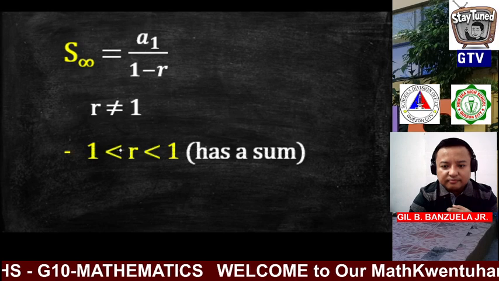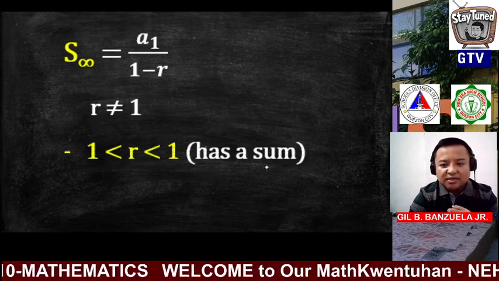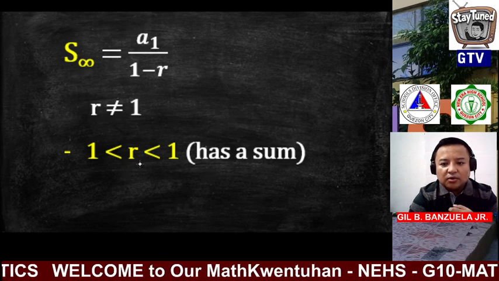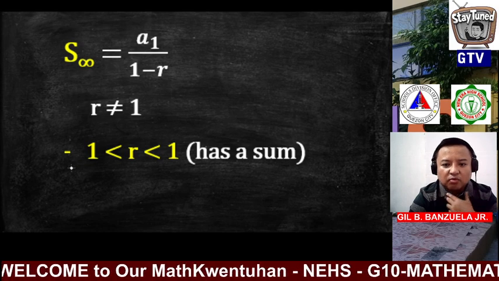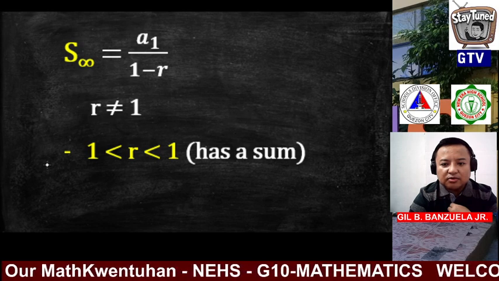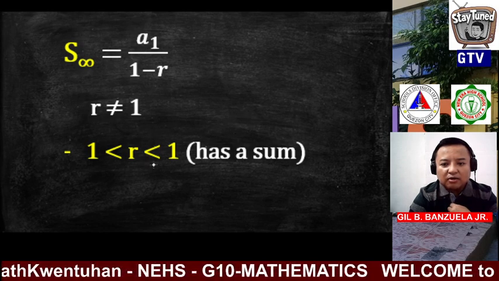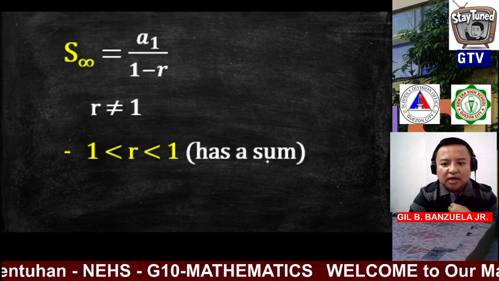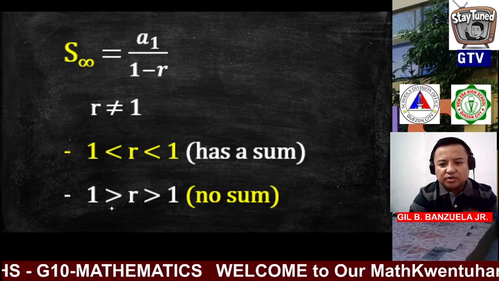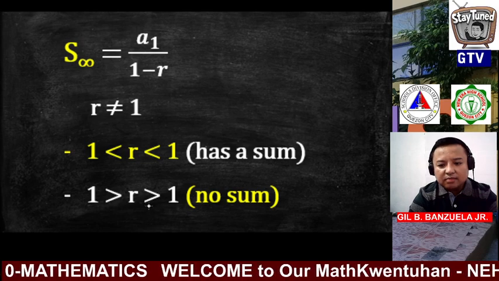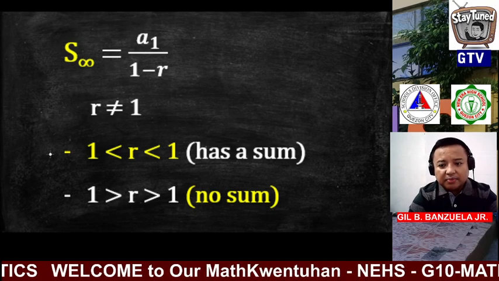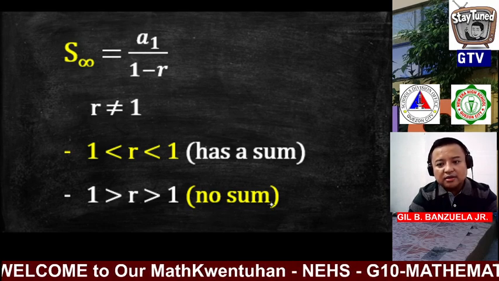So what do we expect? For us to have a sum, you have to take note of this, guys. Your common ratio must be greater than negative 1 but less than 1. This is the only range for the value of r, or your common ratio, for us to have a sum. But of course, if your common ratio is less than negative 1 or greater than 1, we are going to declare that that particular problem has no sum. So you have to take note of this.